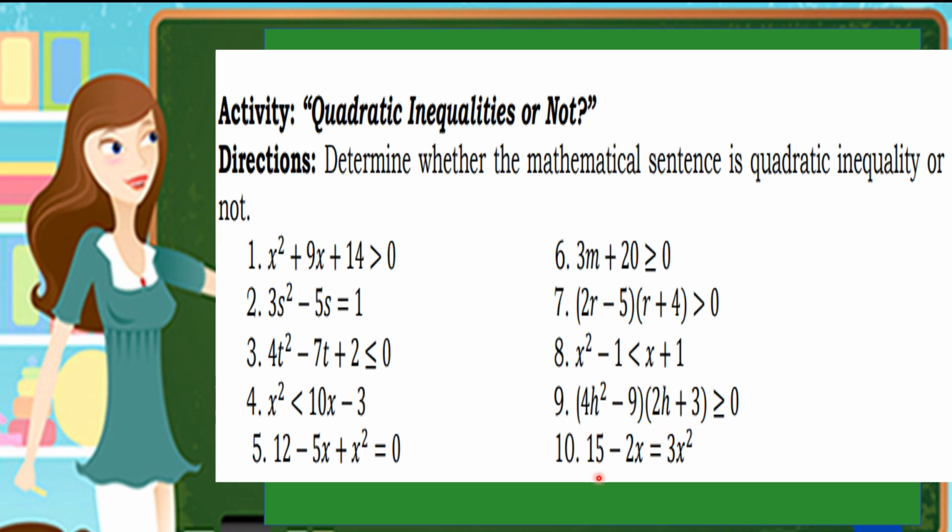Next, we have 15 minus 2x equals 3x squared. Okay, not a quadratic inequality because this is a quadratic equation. Okay?